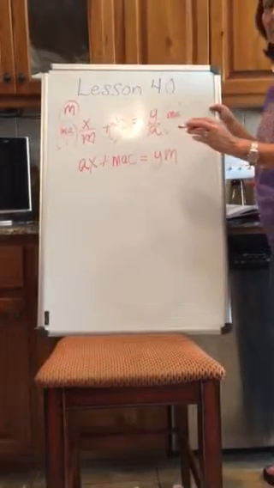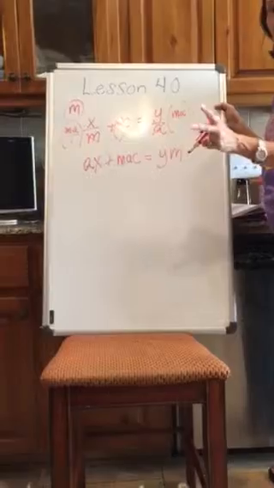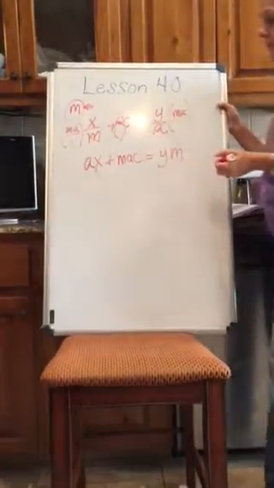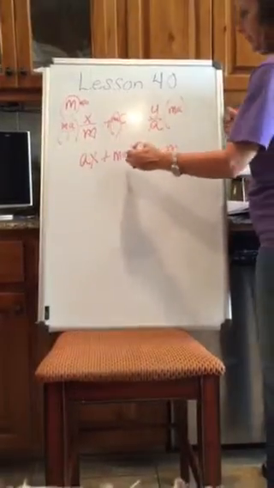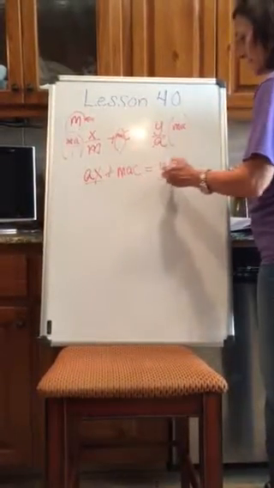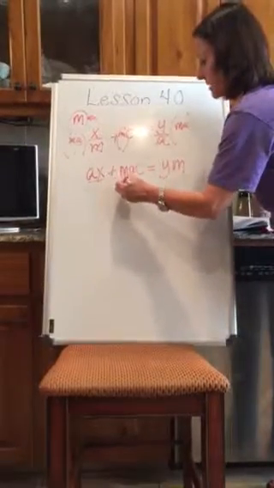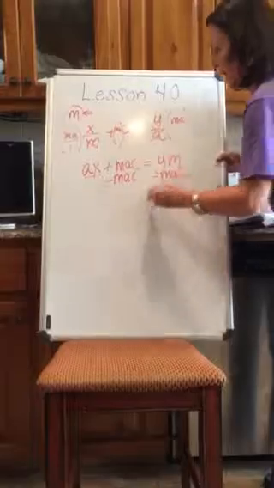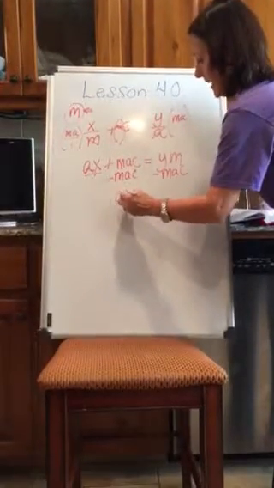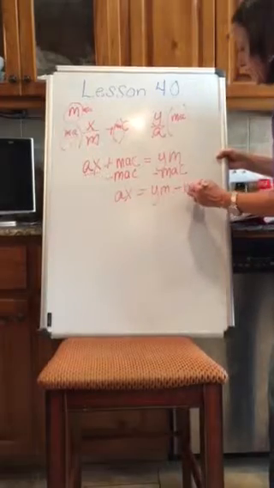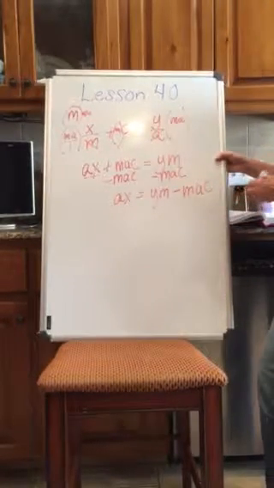So first, eliminate denominators. Second, isolate the term, the variable you're solving for, on one side of the equation. That has no m in it. This one does, so I'll move it to this side. I do that by subtracting. And the result is AX equals YM minus MAC.